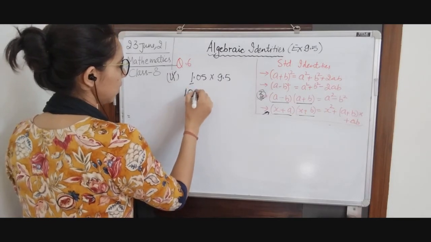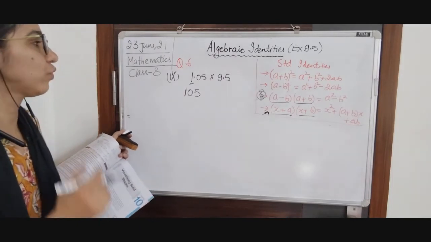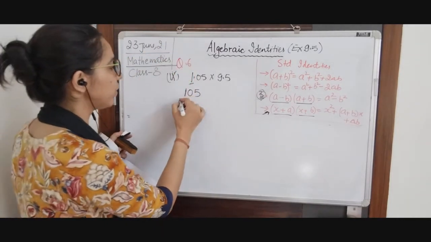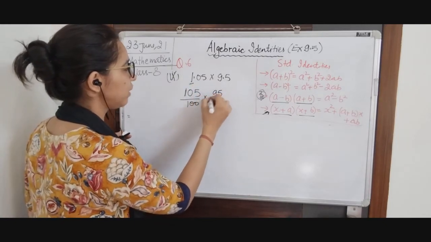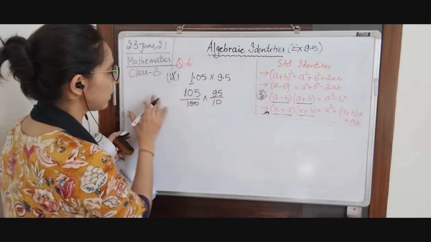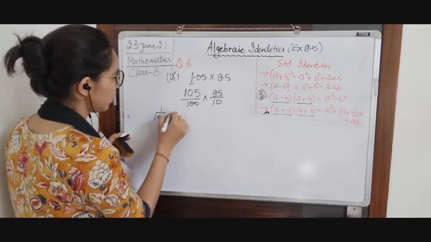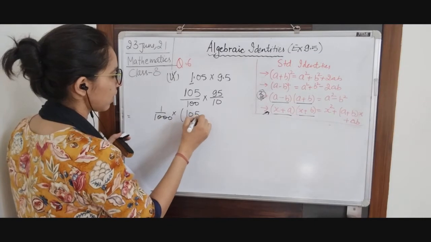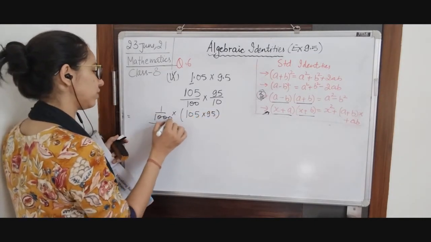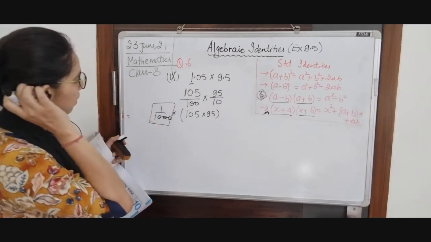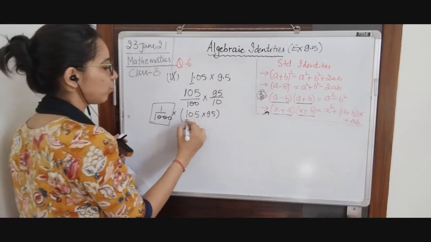One thing you can do with this kind of decimal question is remove the decimals. It is this and 95 by 10, and put these numbers as 1 by 1000. So it is 1 by 1000 into 1000 into 95. So you can leave this term outside this bracket and you can use the formula over here.